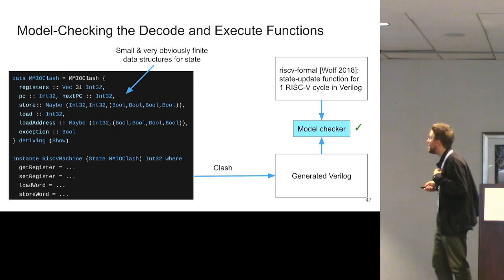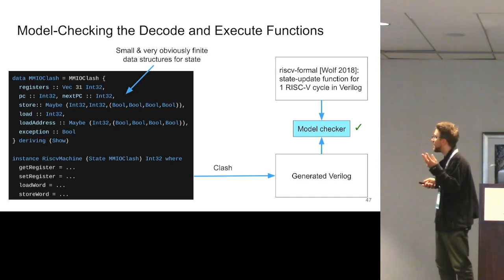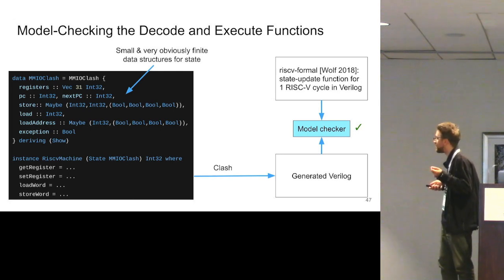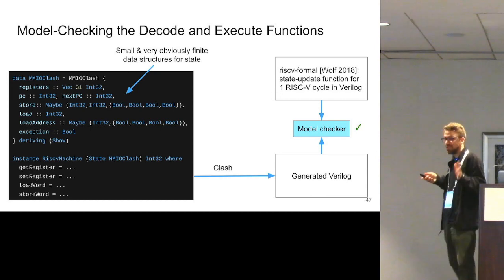And as you can see, it's really, really tiny. So store is just one value, which is the address, one which is the value that was stored, and then four Booleans indicating which of the four bytes are actually affected. It's some kind of mask. And because it's only one cycle, we can do that, and we don't need to model a full memory or anything like that.